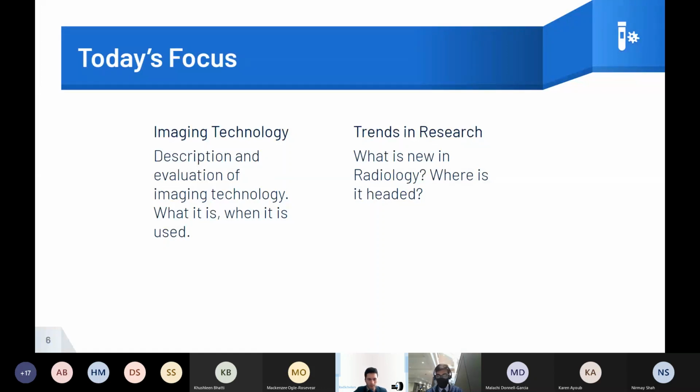So I want to get into today's focus. Today's focus, like I said, is going to be on imaging technology. I'm going to describe and evaluate imaging technology that's currently in use. We'll talk about what it is, when it's used. I know in the first workshop you talked about how to interpret images. This one's going to be a bit different in that we'll talk about the imaging techniques themselves, and we will do a few case studies just to make things interesting. Second thing we'll talk about today is trends in research. And in this section, we'll talk about what's new in radiology and where we're headed from here.